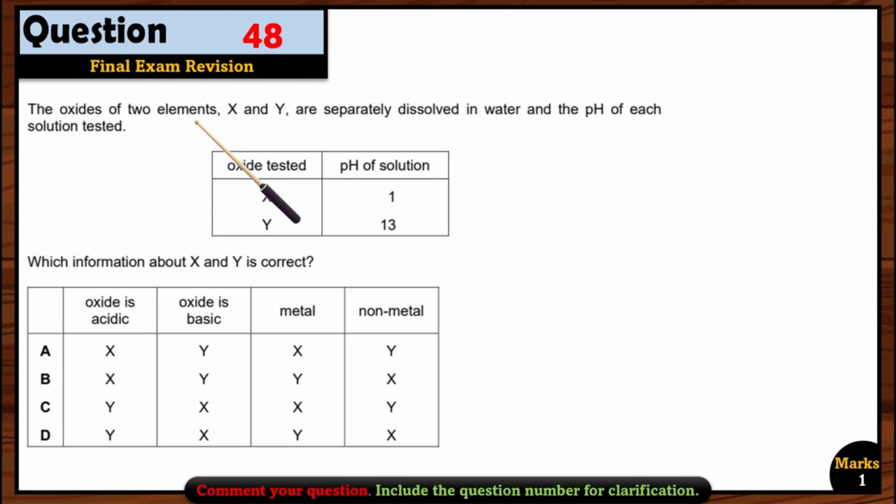Question 48. The oxides of two elements X and Y are separately dissolved in water and the pH of each solution is tested. Which information about X and Y is correct? If you look at this one, X has a solution pH of 1. It means it is acidic in nature. So the oxide of X is acidic because the pH is less than 7. Can you see over here? Yes, option A and B can be right because the oxide is acidic for X. For Y, it's basic, because the pH is more than 7. If it is basic, then Y is made up of metal, and X is made up of non-metal. So option B is the correct option here.